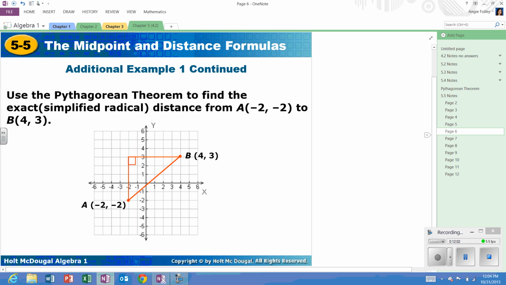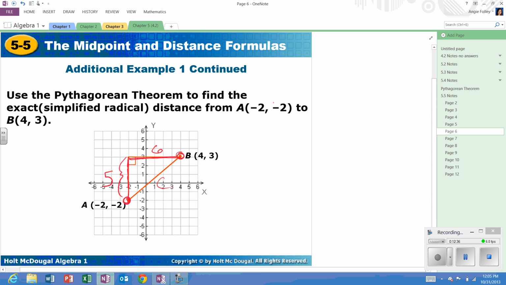Okay, so we're going to try another one. They give us 2 points, and we can actually solve for the length of these lines to find the distance. Since it's a drawing, this makes life a little easier. You can look. This length of the triangle goes from here at -2 all the way over to +4, so that's a distance of 6 units. And then this distance right here is going from a y value of 3 all the way down to a y value of -2, so that distance is 5.